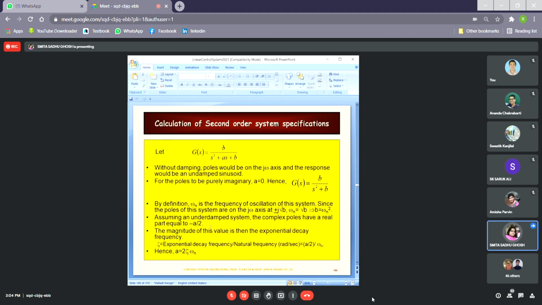So the magnitude of this value is the exponential decay frequency, right? So that actually leads to this, that is zeta is equal to the exponential decay frequency by the natural frequency in radians per second. So the exponential decay frequency is a by 2, and the natural frequency in radians per second is omega n. So basically a by 2 whole by omega n is equal to zeta, which gives us that a is equal to 2 zeta omega n. Anyway, from this transfer function as well, comparing the coefficient with the standard form, a is equal to 2 zeta omega n, that is understood, and that is what we have seen here as well.